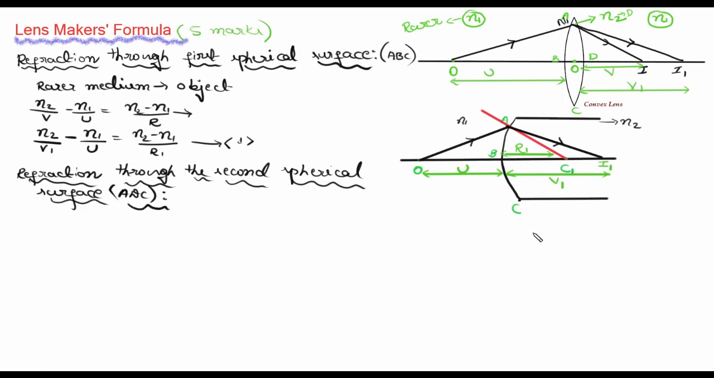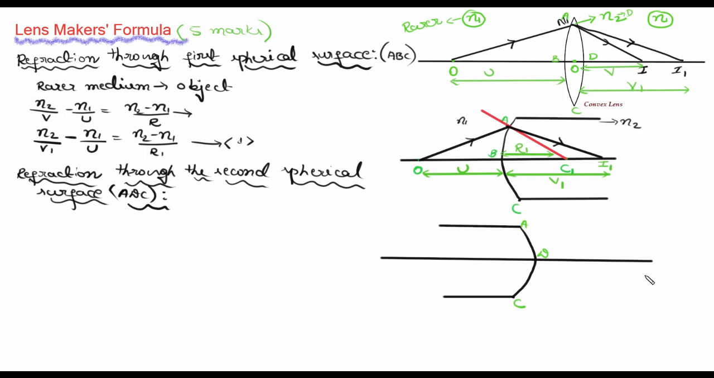Once again, you need to draw a ray diagram. Consider the second spherical surface like this. Now draw the principal axis. So this is the principal axis. This point is A, this is D and this is C.